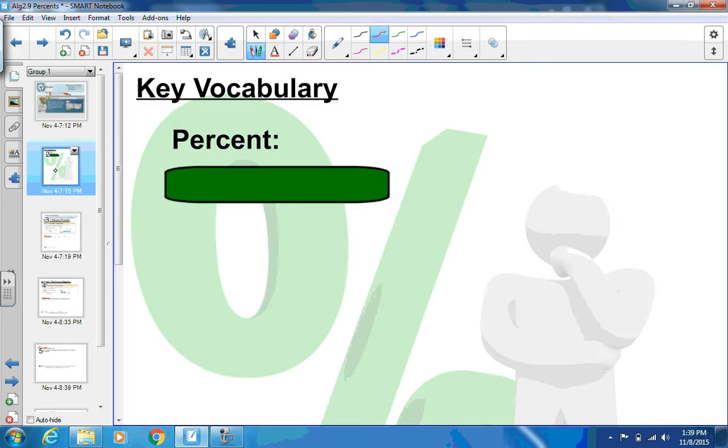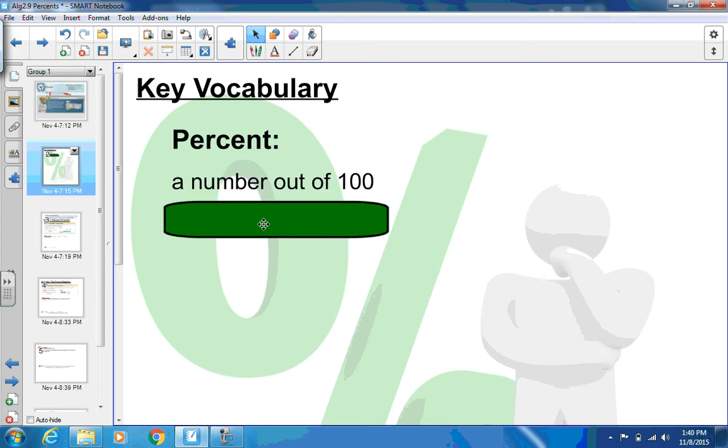All right, you have one vocabulary word, and you probably could guess it. It was percent. So a percent is very simply a number out of 100. So if it's a 39% chance of raining, that would be 39 out of 100 times it'll be raining.